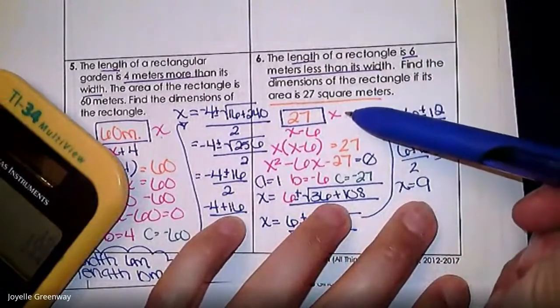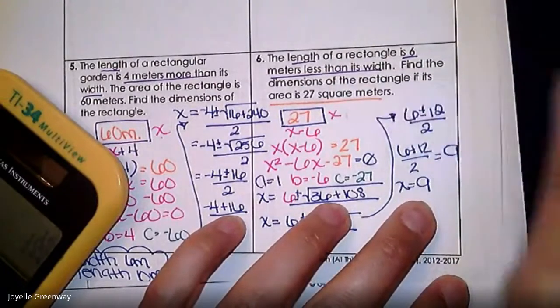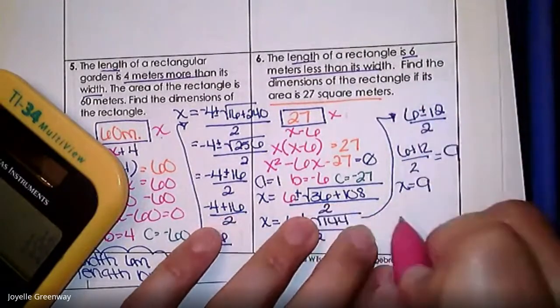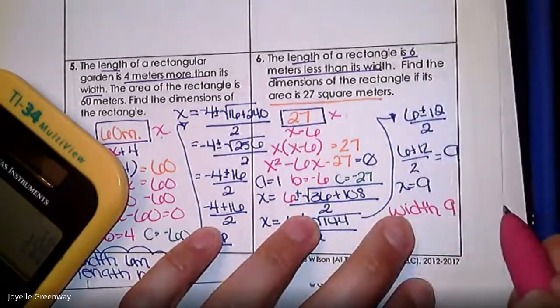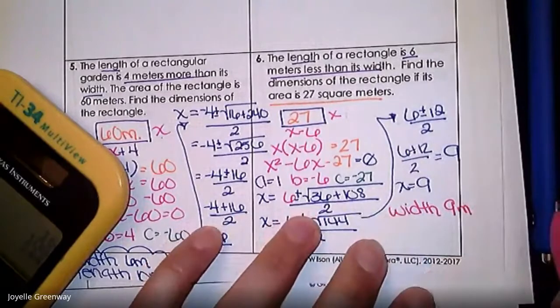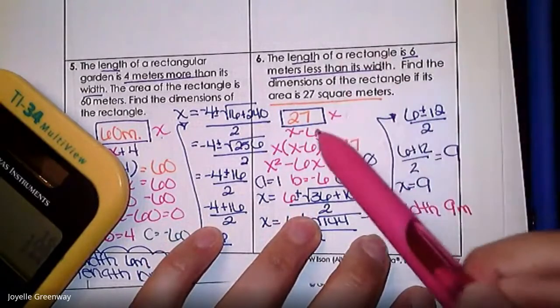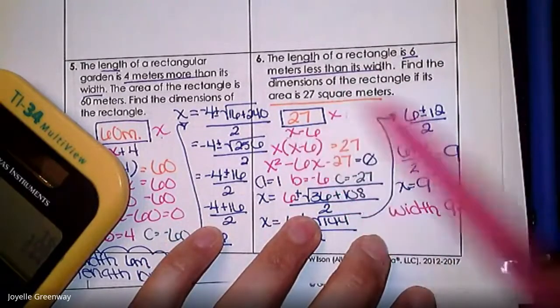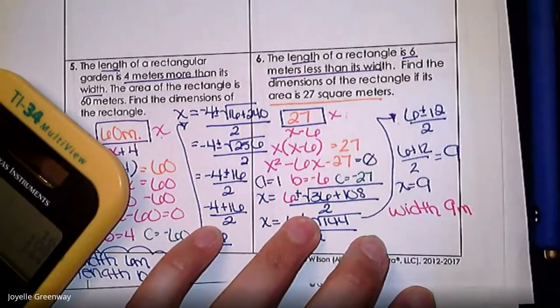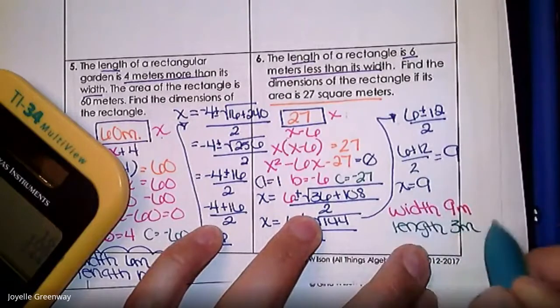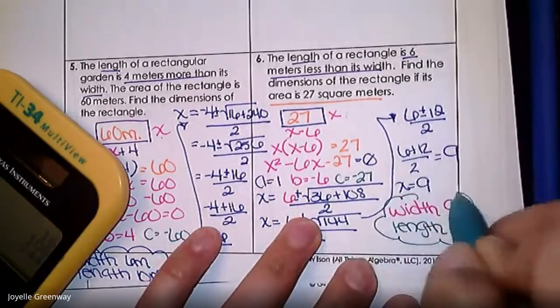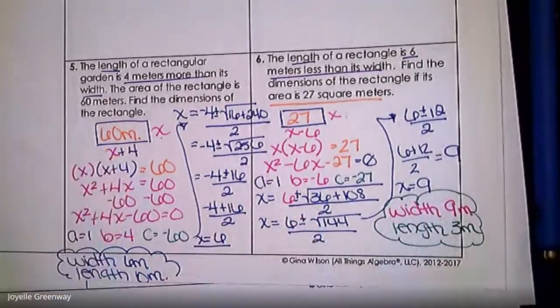And X represented my width. So this rectangle has a width of 9 meters, and it has a length of 9 minus 6. So it has a length of 3 meters. And that's that one. Okay.